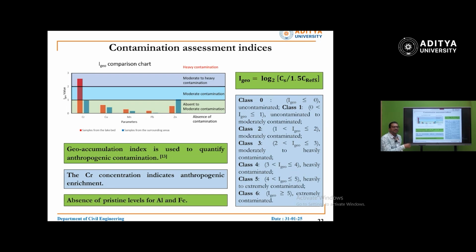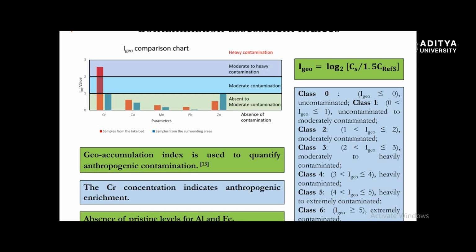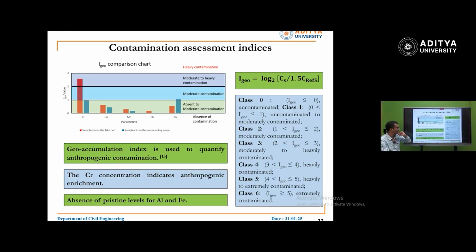So these are the contamination assessment indices. So what are these indices? Contamination assessment indices give what is the supposed value of that particular metal in the environment and what is the identified value. So to that we'll find a ratio, and if that lies between 1 and 2, then you can say it is moderately contaminated, and if it is 2 to 3, you can say it is heavily contaminated. So like that. So from our study, the samples which we have collected from the lake bed are of moderate to heavy contamination. So that means almost they are coming into the band 4.